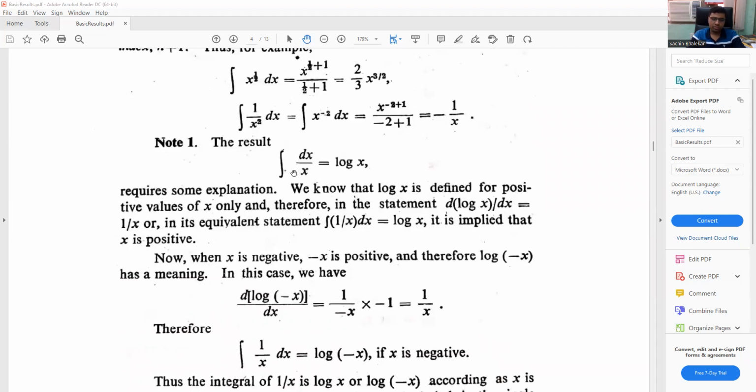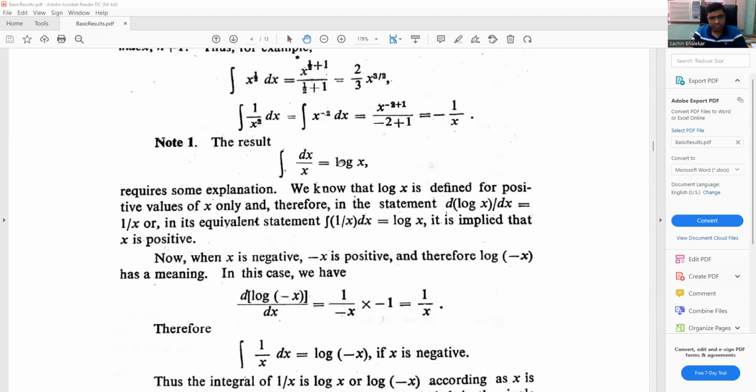Now this is an important note. Usually we write integral of 1 upon x is log of x. Here the underlying assumption is x is positive, because when we consider the real valued logarithm function, its domain is positive real numbers. So we cannot take log of x where x is negative, as it will not be a real number. So the underlying assumption is x is positive.